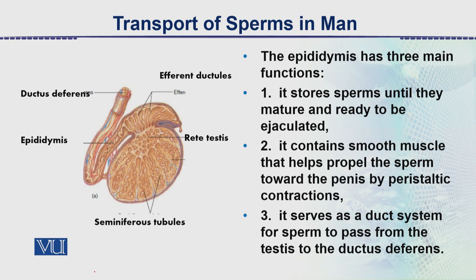Now this is also important: if maturity happens here, but they don't come out, that too is incomplete. So it is obvious that the sperms move by peristaltic contractions. Whose peristaltic contractions? Particularly of the tubes of the epididymis, or the sperm duct. Now it serves as a duct system for sperm to pass from the testes to the ductus deferens. This ductus deferens is also called the sperm duct, as we see in this diagram: the testes and the rete testis, from here to the epididymis, and from there to the ductus deferens, along with certain secretions and hormones.